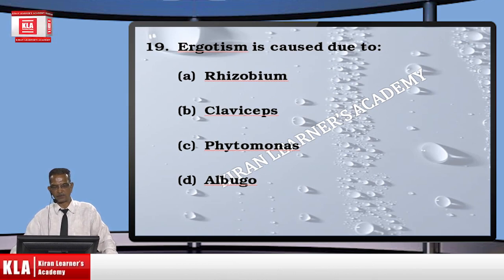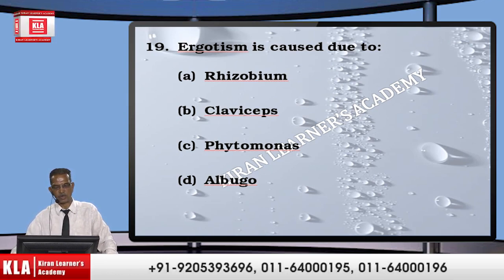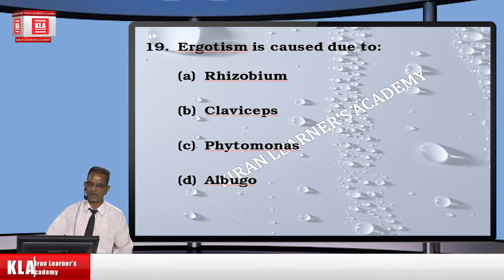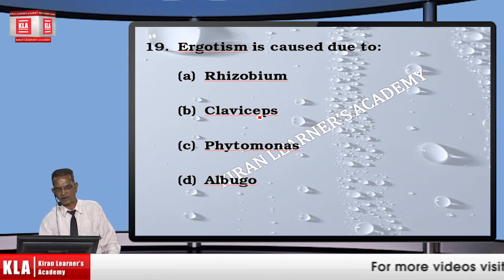Ergotism. Ergotism is caused due to Rhizobium, Claviceps, Phytomonas, or Albugo. If we look at it, ergotism stands for Claviceps purpurea.